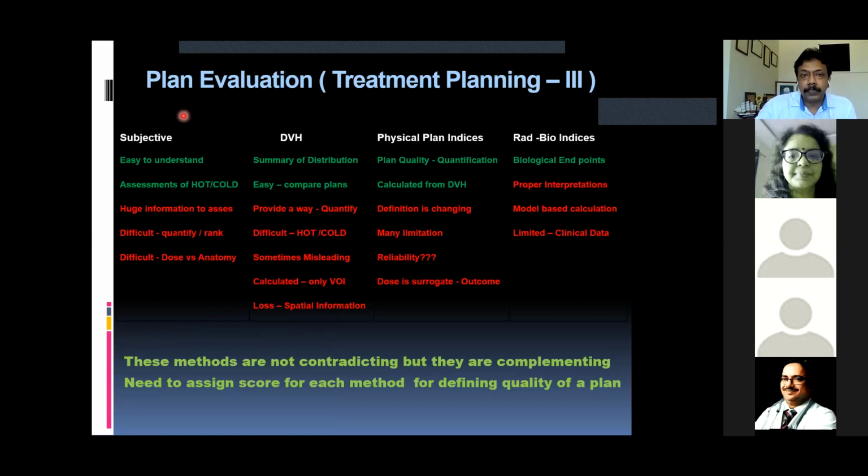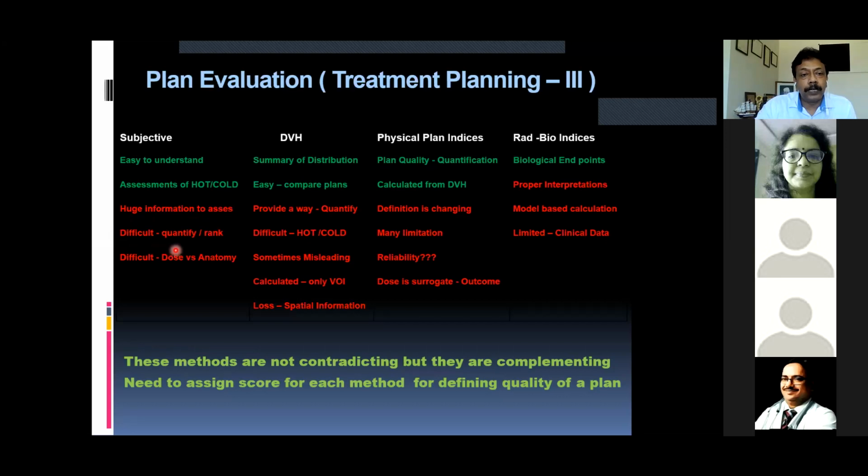So we have various types of plan evaluation methods. Subjective means slice by slice check of isodose lines. This is easy to understand, and very useful in assessment of hot and cold spots. But you have to analyze huge information, meaning in a particular patient you have 100 slices. So this is very complicated, very cumbersome, and very laborious job.